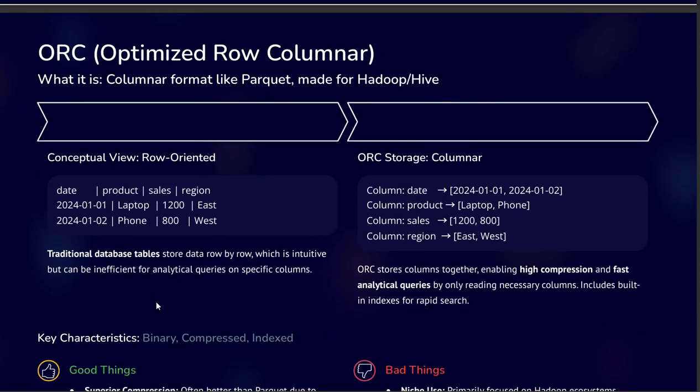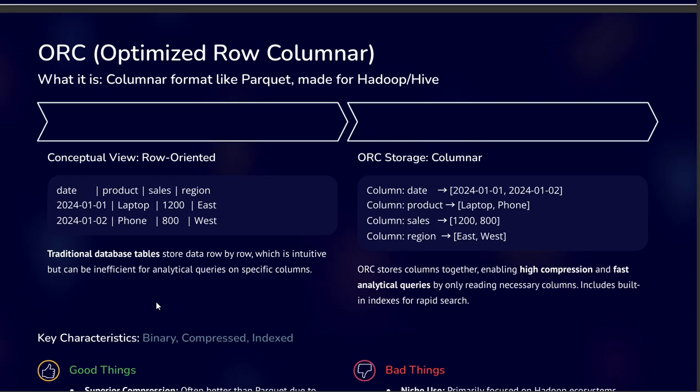Now it is ORC. ORC stands for Optimized Row Columnar. It is a columnar format similar to Parquet. ORC is designed mainly for Hadoop and Hive systems. It provides strong compression and built-in indexes for fast queries. ORC is less popular in cloud systems, but is still widely used in on-premise Hadoop environments.